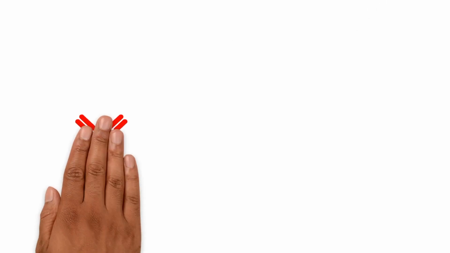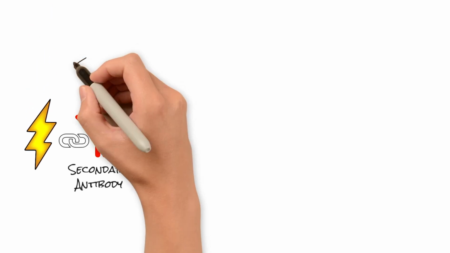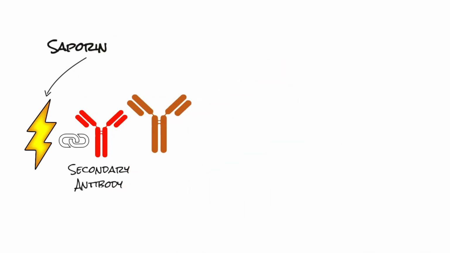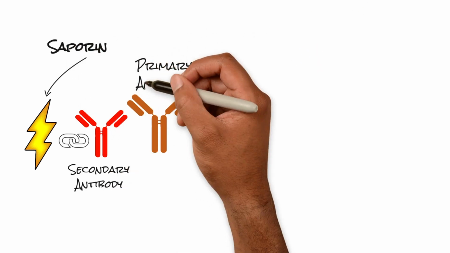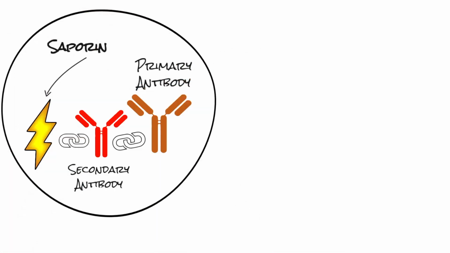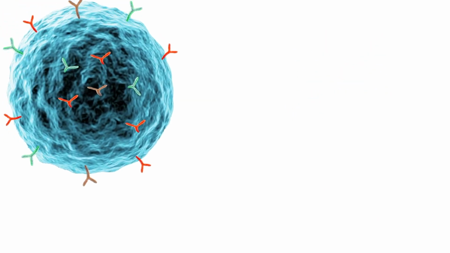Here's how it works. A secondary antibody is conjugated to a ribosome inactivating protein called saccharin. Saccharin is unable to enter a cell on its own. Mix the primary antibody with the secondary antibody saccharin conjugate. The antibody is now armed and able to zap any cell it enters.